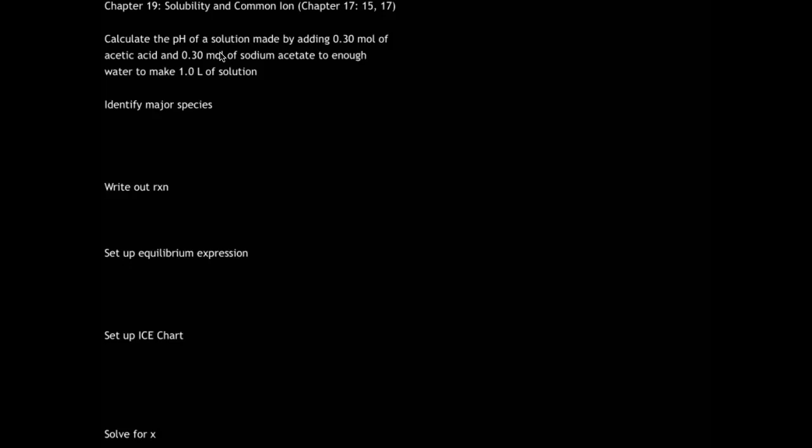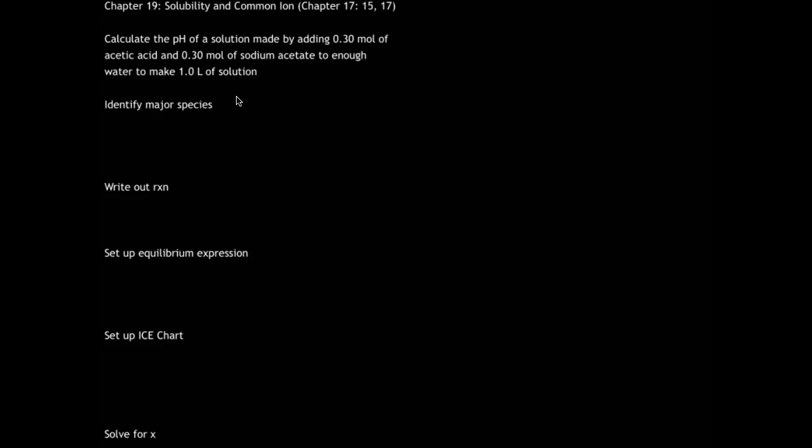All right, chapter 19 is solubility and common ion. It asks you to calculate the pH of a solution made by adding 0.3 moles of acetic acid, a weak acid, and 0.3 moles of sodium acetate in enough water to make 1 liter of solution. So pretty much we have 0.3 molar of each substance.